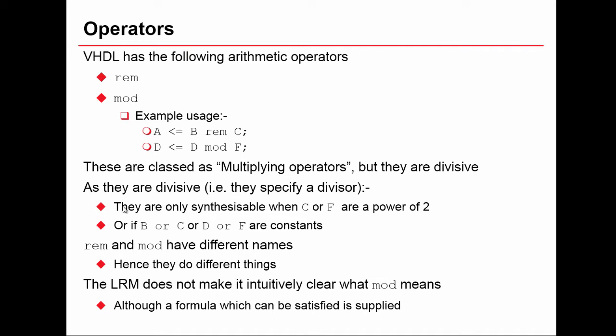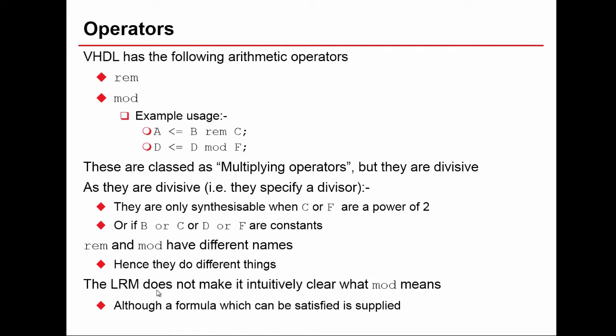Being as they specify a divisor, if you're using them in VHDL, they're only synthesizable if one of the operands you're using is a power of 2. So basically it's not going to try and calculate something for you if you're not using a power of 2. Rem and mod have different names, so clearly they can't do the same thing, although they do under certain circumstances, and we'll discuss what they are.